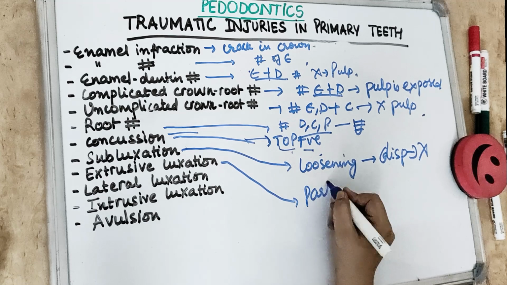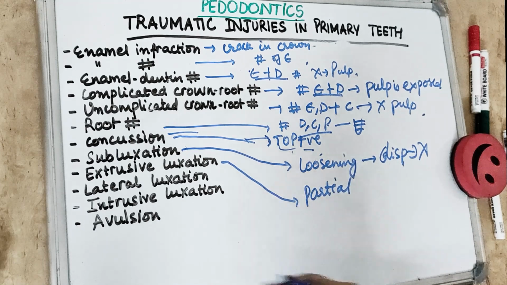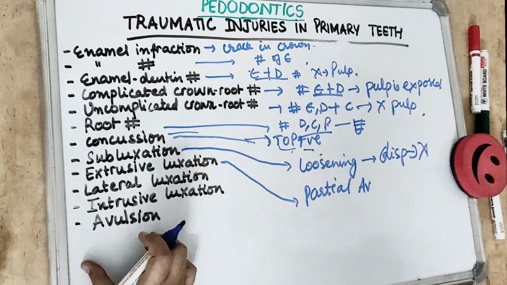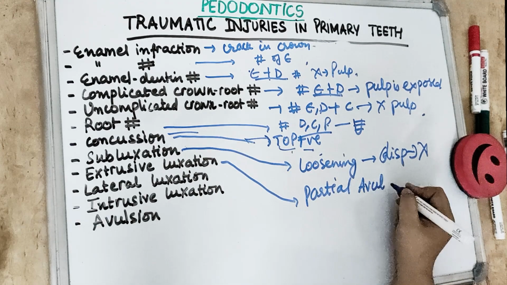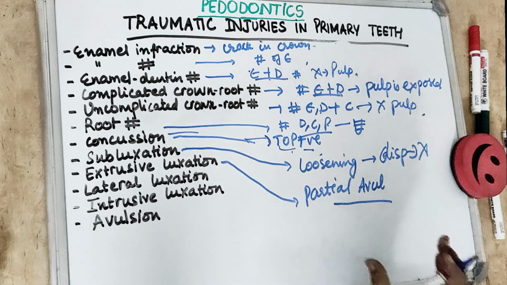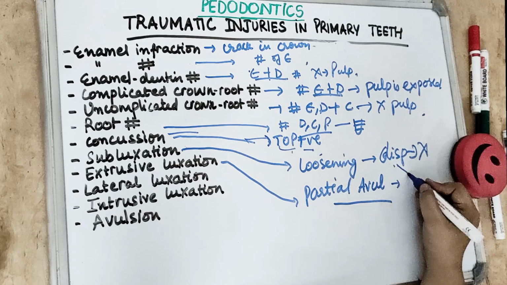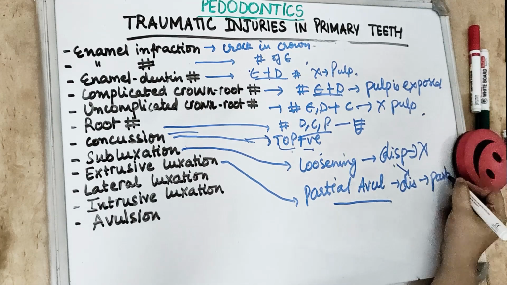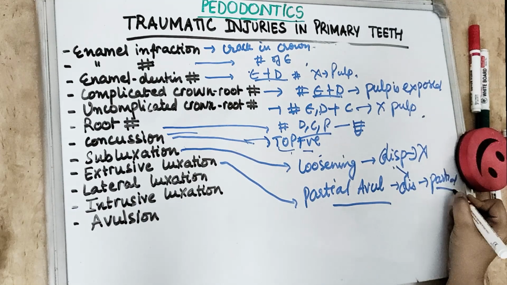It is the partial avulsion. Avulsion means when the tooth comes out. So it is just the partial, not the complete avulsion. Complete avulsion we'll discuss later on. So this is the partial avulsion of the teeth, in which there is partial displacement of the teeth. Displacement is present, but it is partial. So partial displacement of the teeth from the socket.